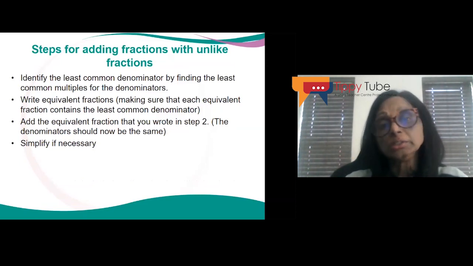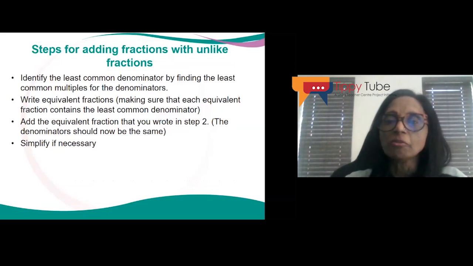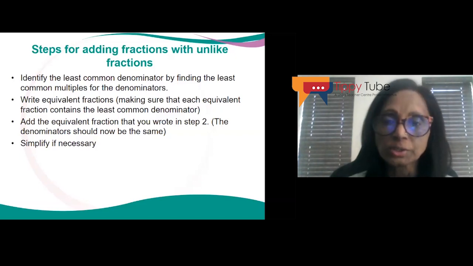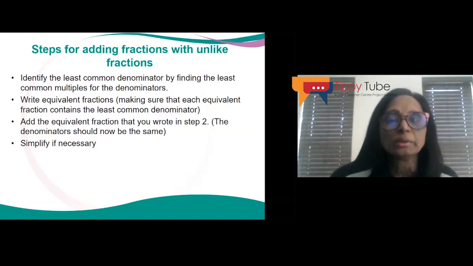Firstly, you need to identify the least common denominator by finding the least common multiple of the denominators. Then you need to write equivalent fractions to make sure that each fraction contains the least common denominator. Add the equivalent fractions that you wrote in step 2. The denominator is the same, and then you need to simplify if necessary.